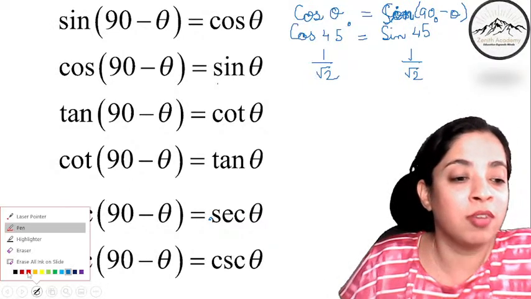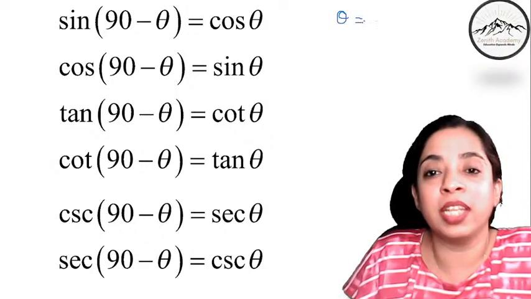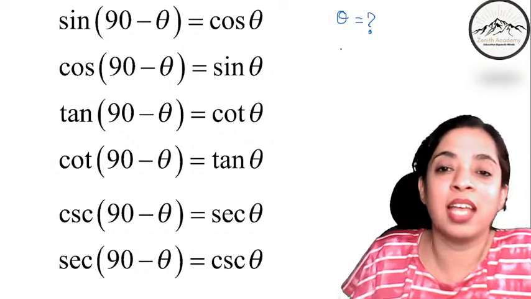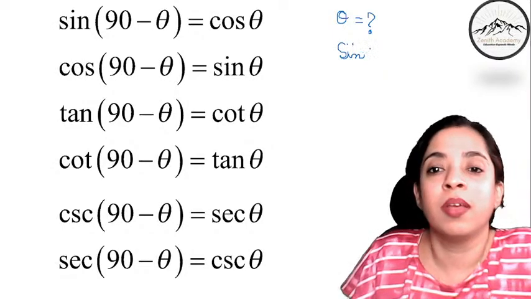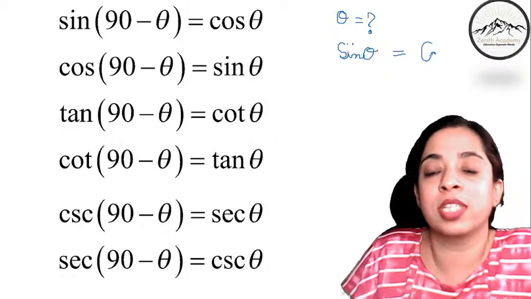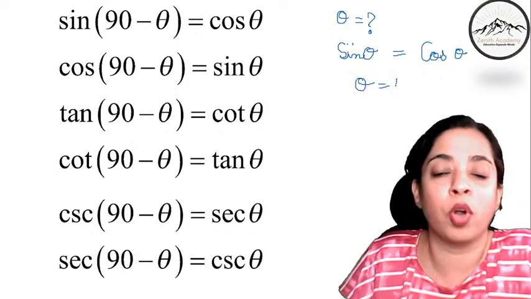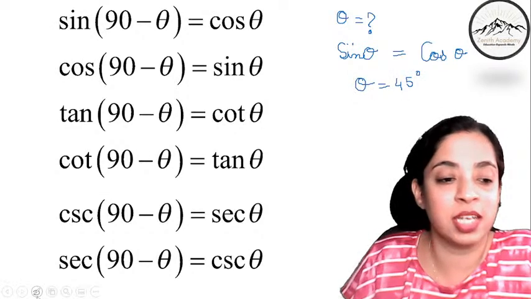Clear to you? Now they can ask you this question: what will be the angle theta in which case the value of sine theta should be equal to the value of cos theta? And what is that theta? So that theta will be equal to 45 degree. You have to answer like this, because in both the cases, it is the same.